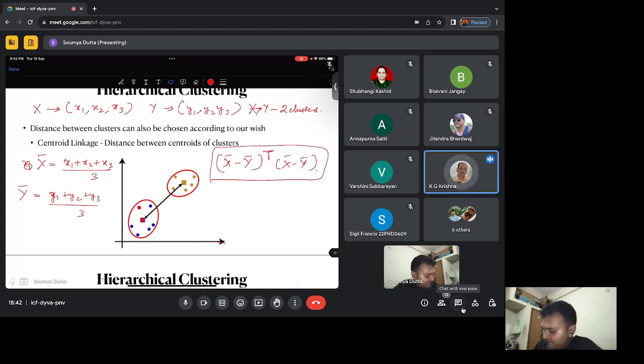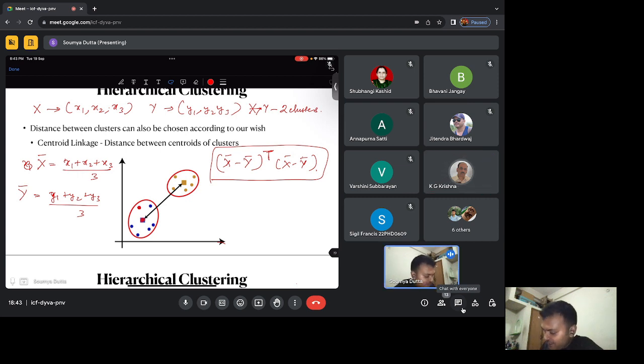Nothing but Pythagoras, the distance between x square plus y square. So that is the distance between the two vectors, and that is the centroid linkage. This is the distance between the two centroids. Distance and distance square, both of them are more or less similar, but the equation is distance square.